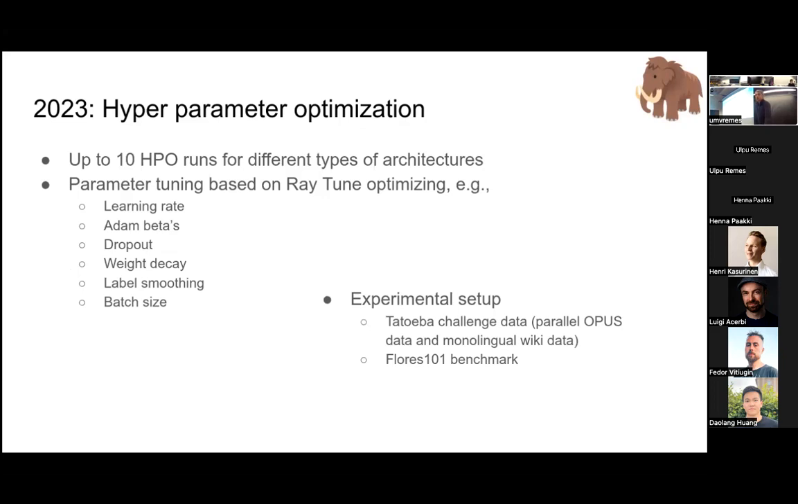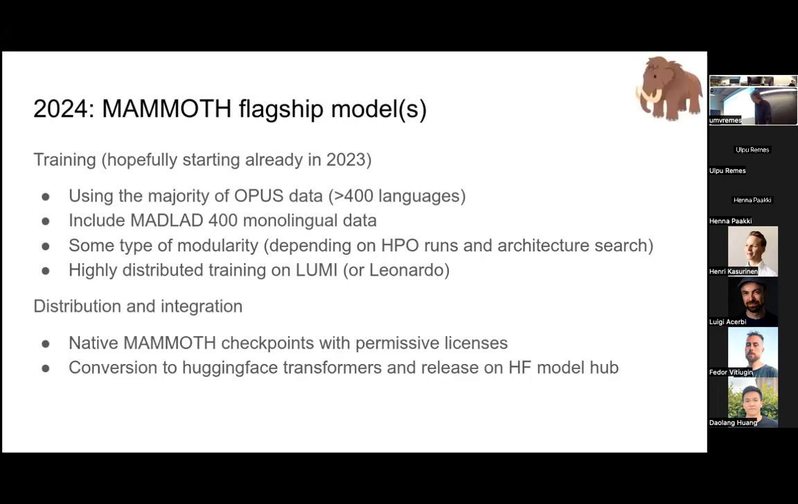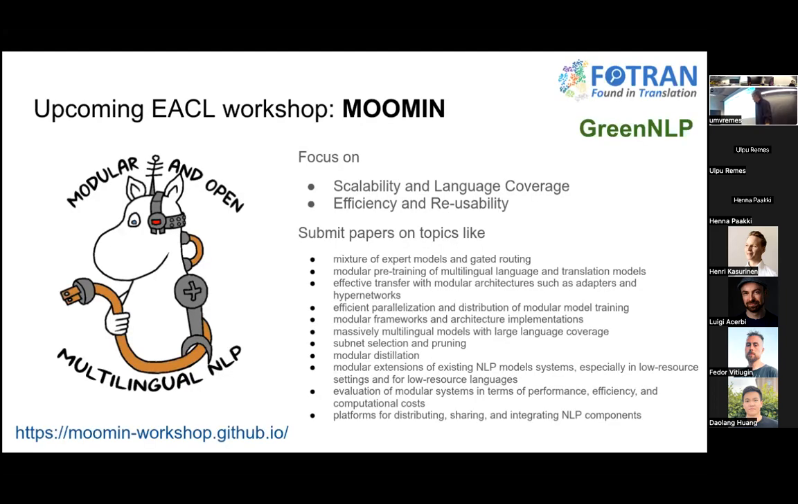Just before coming here, I said that now we will start that. And after that, we will train a so-called flagship model on all the data that we have, for those selected architectures that we found from the preliminary experiments. And then the final point would be distribution and packaging. And hopefully many people will be interested in using that. So that's it.